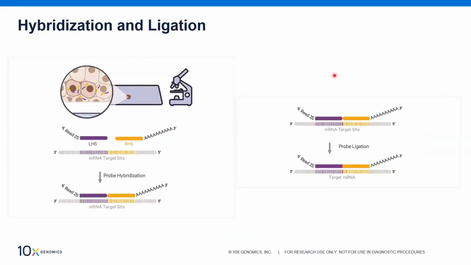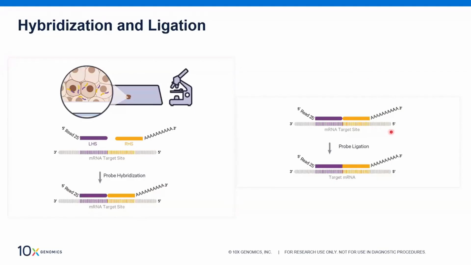So what happens in these steps is shown here as a graphic. We have, of course, our probes. They bind to the target site. I've shown you this before, but here it's maybe a little bit easier to see. So we have a left-hand side, right-hand side. They bind the targets. The right-hand side contains the poly A, where the construct will be captured. And the left-hand side has the TruSeq Read 2, which is an adapter read.